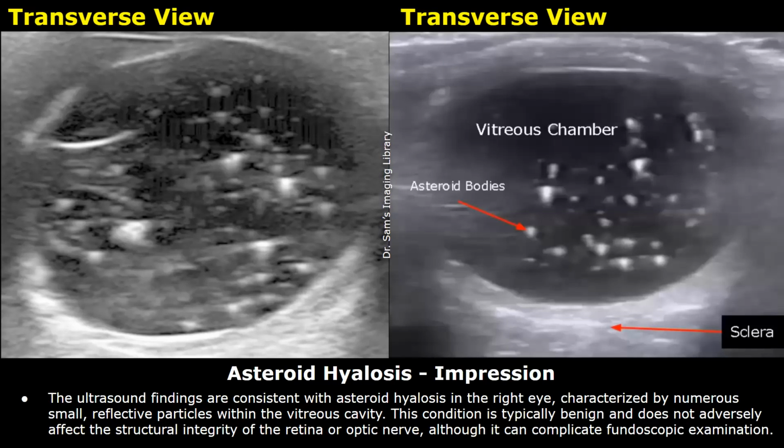This is the impression. The ultrasound findings are consistent with asteroid hyalosis in the right eye, characterized by numerous small reflective particles within the vitreous cavity. This condition is typically benign and does not adversely affect the structural integrity of the retina or optic nerve, although it can complicate fundoscopic examination.